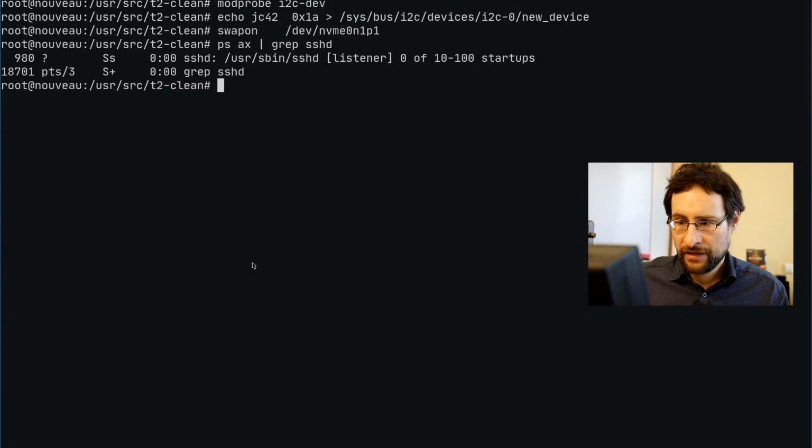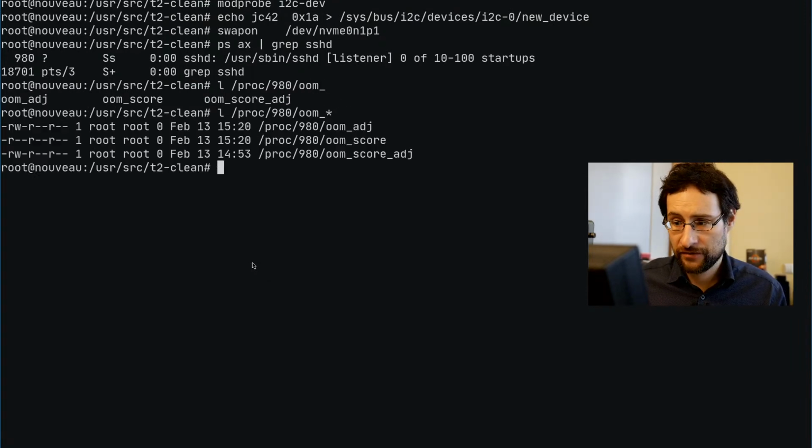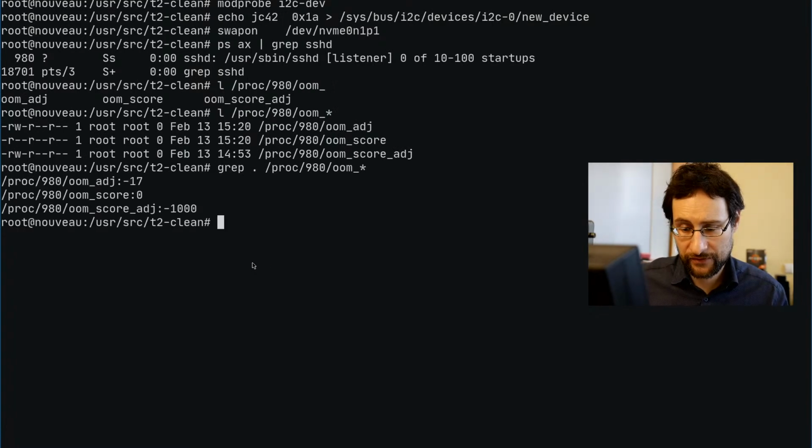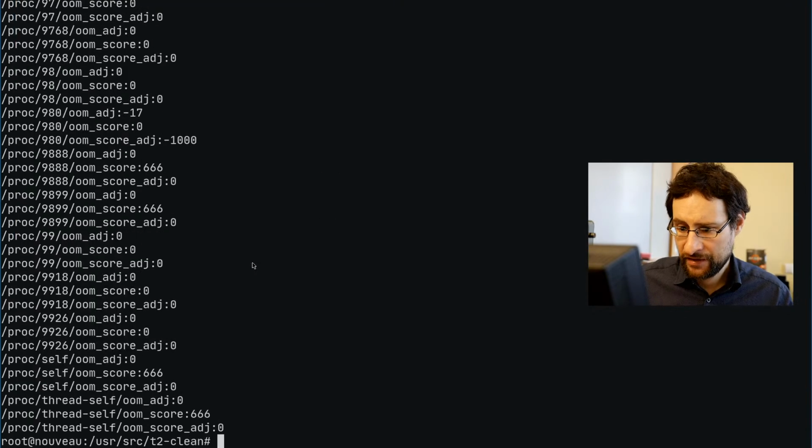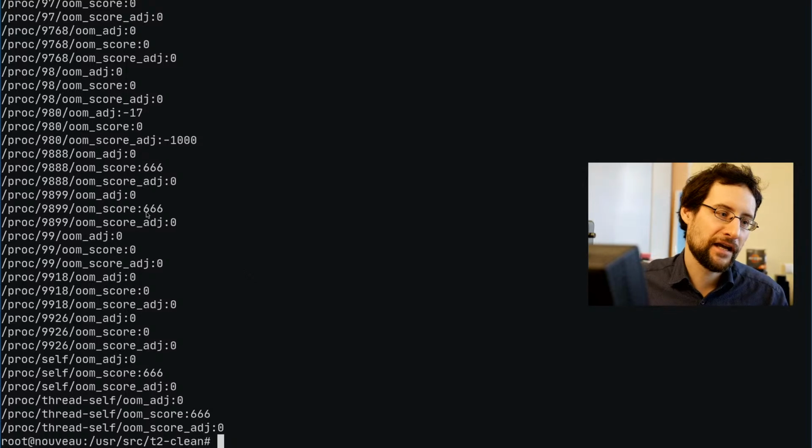Anyway, we could actually check, last but not least, and then we are really done. Secure Shell D. Let's see what is the proc, 980, 983 out of memory adjust score and stuff. Let's see, grep all of that. So adjust minus 17, score 0, adjust minus 1000. Anyway, all I can say is yesterday this was killed away. So out of memory score 666. That certainly ain't any good.